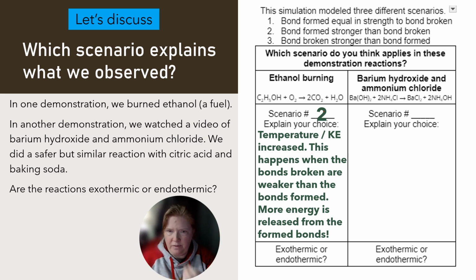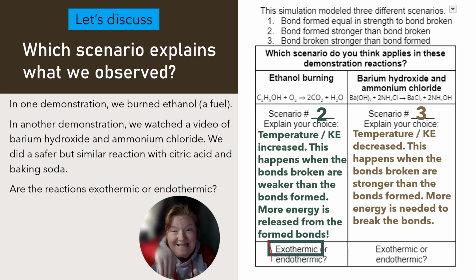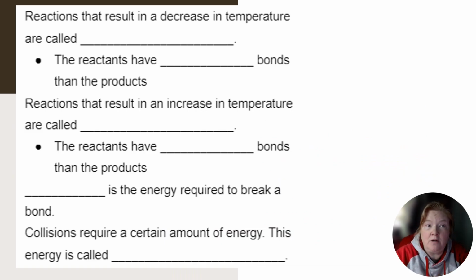And what about the reaction with barium hydroxide and ammonium chloride? Okay, well, first, let's answer this down here. Does this then appear to be exo or endothermic? Exo. All right. So for the next one, that appears to be scenario three. And why? Because the temperature or kinetic energy decreased. So this happens when the bonds broken are stronger than the bonds formed. That means I need more energy in order to break the bonds. So more energy has to go into the system to break the bonds. Okay. So what type of reaction is that? That is endothermic.